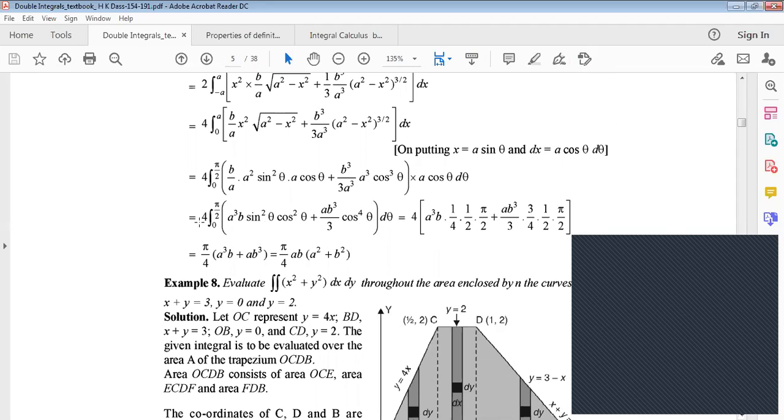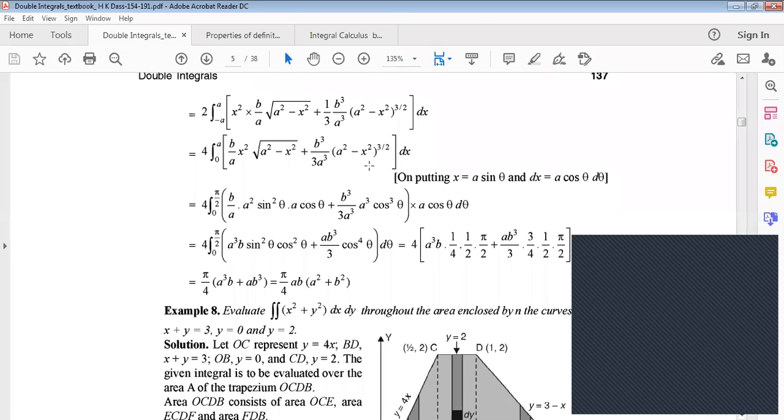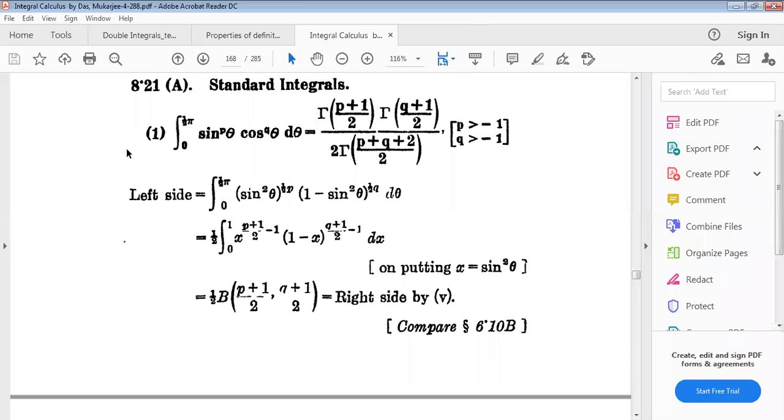Just try this at home. I hope you can do it, but if you have any problem, next day I will discuss this. The integral from 0 to pi by 2 of sin to the power p theta cos to the power q theta d theta equals gamma of (p plus 1) by 2, gamma of (q plus 1) by 2, divided by 2 into gamma of (p plus q plus 2) divided by 2. Just use this formula.